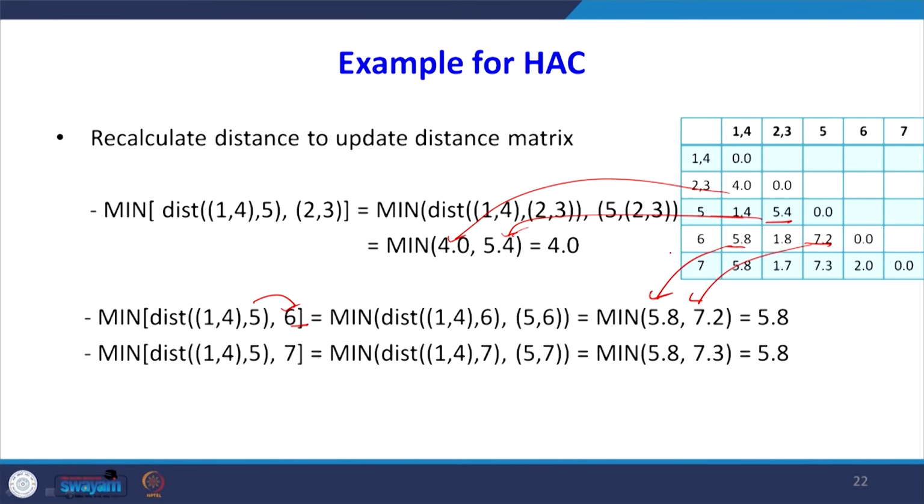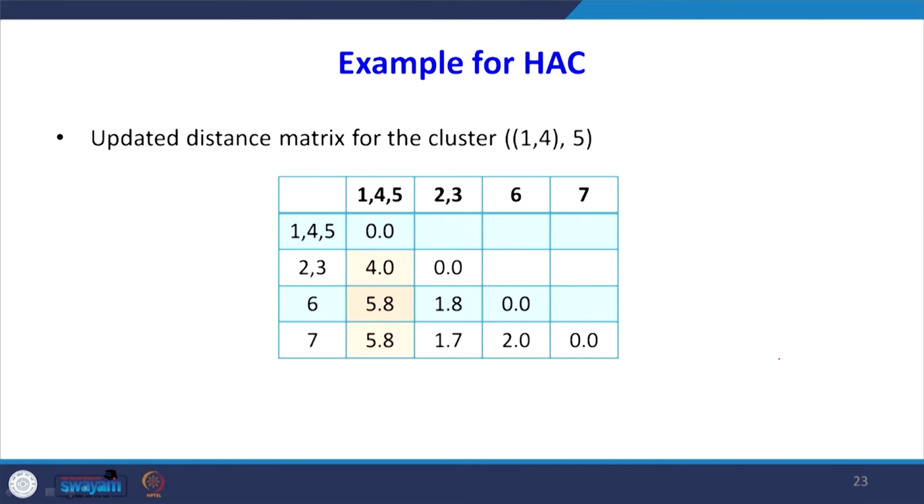Let us see how far away the object 7 is. So what we have to do? We have to find the minimum distance between 1, 4 and 7, and 5 and 7. The distance between 1, 4 and 7 is 5.8, and 5 comma 7 is 7.3. So the minimum is 5.8. Again we will update our distance matrix. You see that the 5 has entered this cluster because 1, 4 is already there. So this is our updated distance matrix.